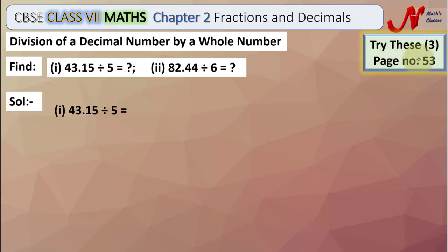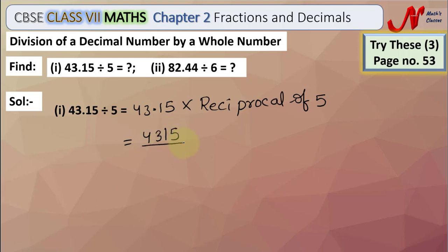Now we solve Try This, page number 53. In this problem there are 2 bits given. First we find the value of 43.15 divided by 5. It can be written as 43.15 into the reciprocal of 5, which can be written as 4315 divided by 100. In the denominator we have 100 because after the decimal point we have 2 digits, and the reciprocal of 5 means we can write it as 1 by 5.